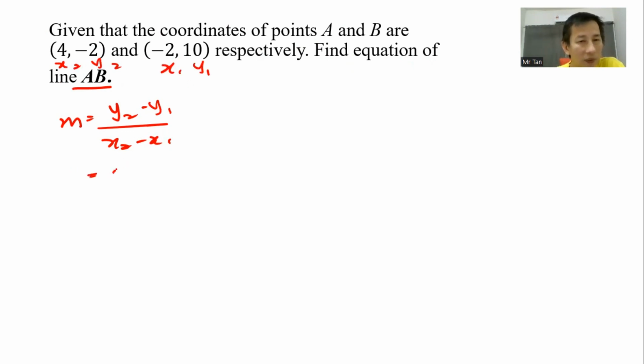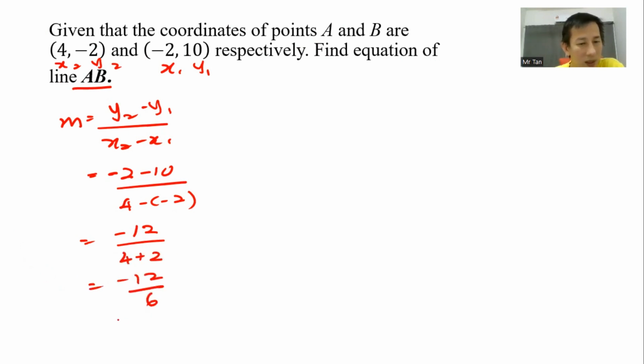So you will get -2 minus 10 over 4 minus 2... this will be 4 plus 2. You will get -12 over 6, which equals -2. So now your m equals -2. Just take one point, I think 4, -2.